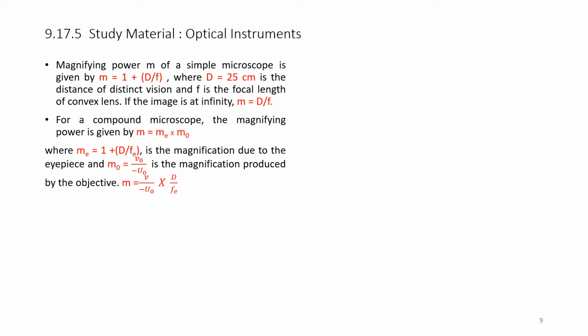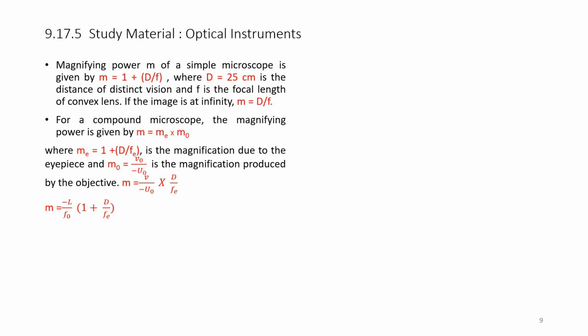Me is given by the equation me is equal to 1 plus d by fe. It is same as the case of simple microscope which we discussed in the previous paragraph. Here in compound microscope, me is the magnification due to eyepiece and mo is given by V naught by minus u naught, the magnification produced by objective. Therefore, m is equal to V by minus u naught into d by fe.